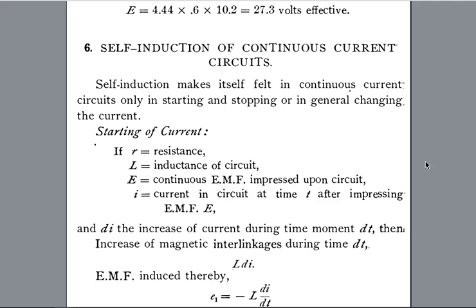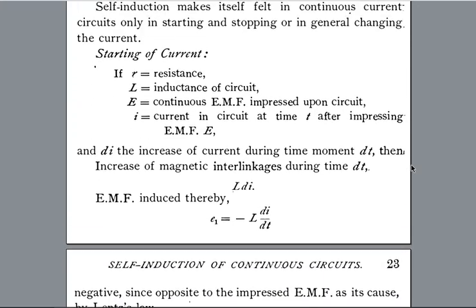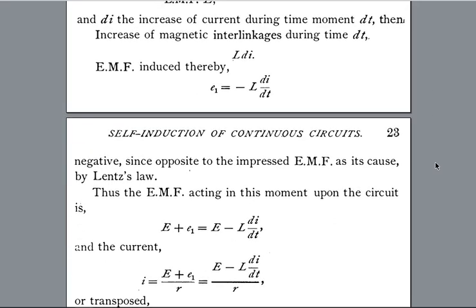circuit, i equals current in the circuit at time t after impressing the electromotive force E, and di the increase of current during the time moment dt, then the increase of magnetic interlinkages during time dt is L times di. The electromotive force induced thereby is E1 equals negative L times di by dt, negative since opposite to the impressed electromotive force as its cause by Lenz's law.